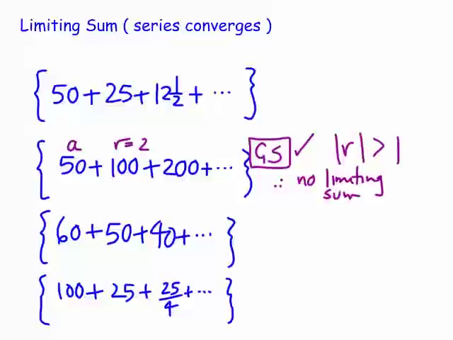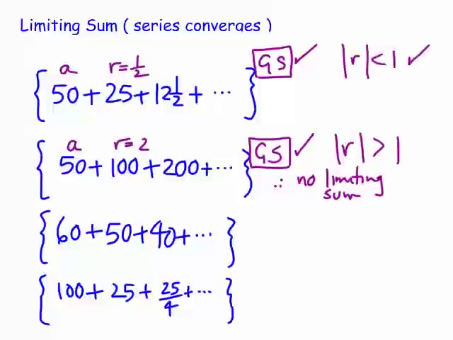Let's look at the first one. Now, is it arithmetic or geometric? Hopefully we can see that we are halving each term, so we know r is equal to a half. So r is in the right range. It's a geometric series, yes. Good. The absolute value of r is less than 1. Good. So S infinity does exist.